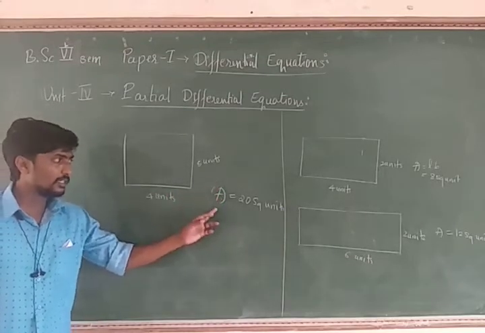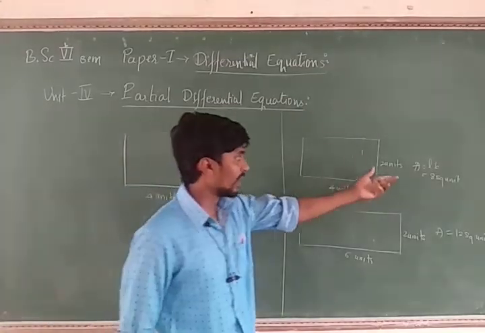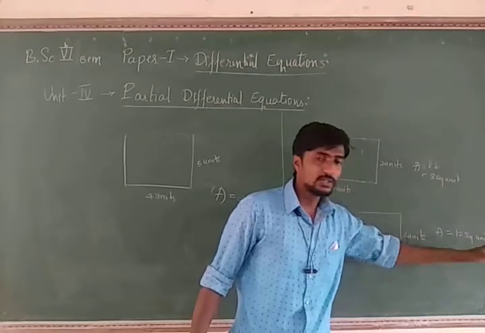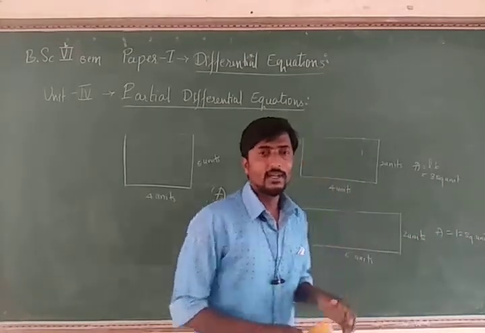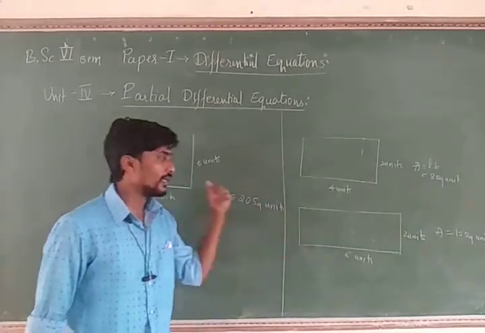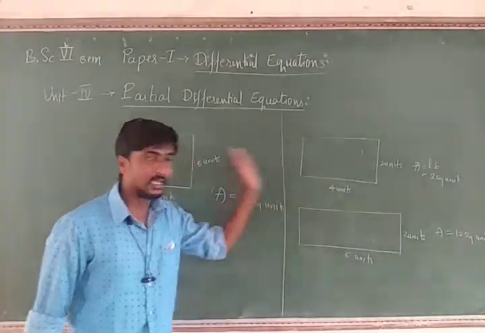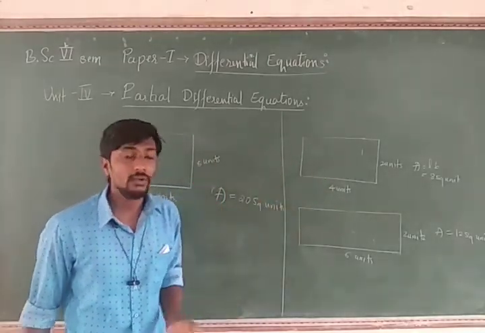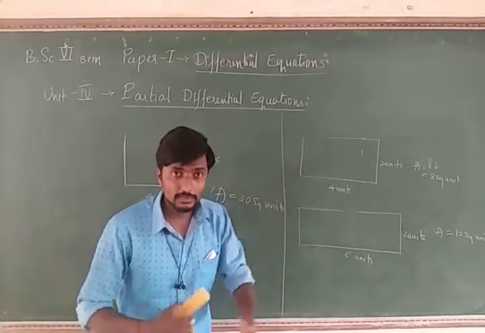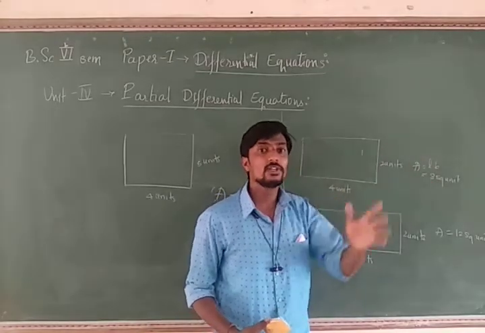So now look here. The area of this rectangle is 20 square units. Here we have the area 8 square units, and here we have 12 square units. What we did here, we just changed the length as well as the breadth. That's why the area of this rectangle shows different values when the length changes and when the breadth changes. So it means that the area is now acting as a function.